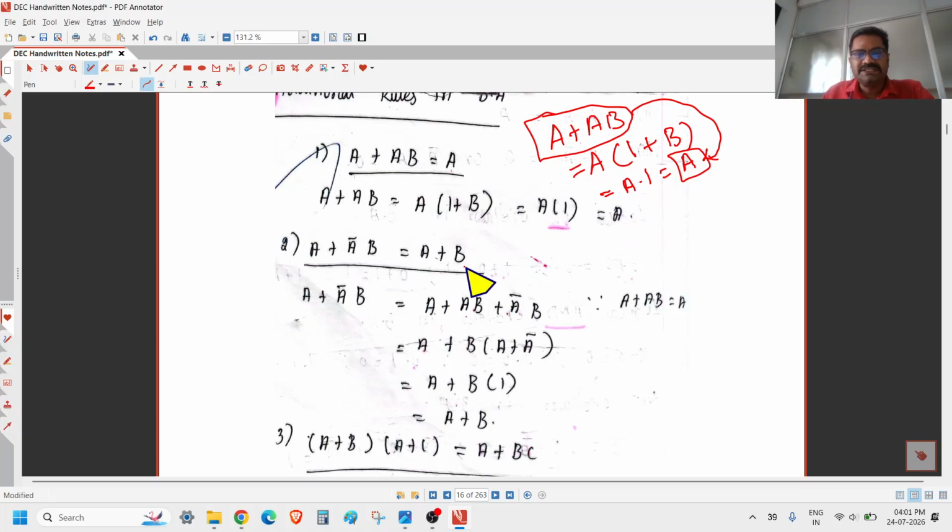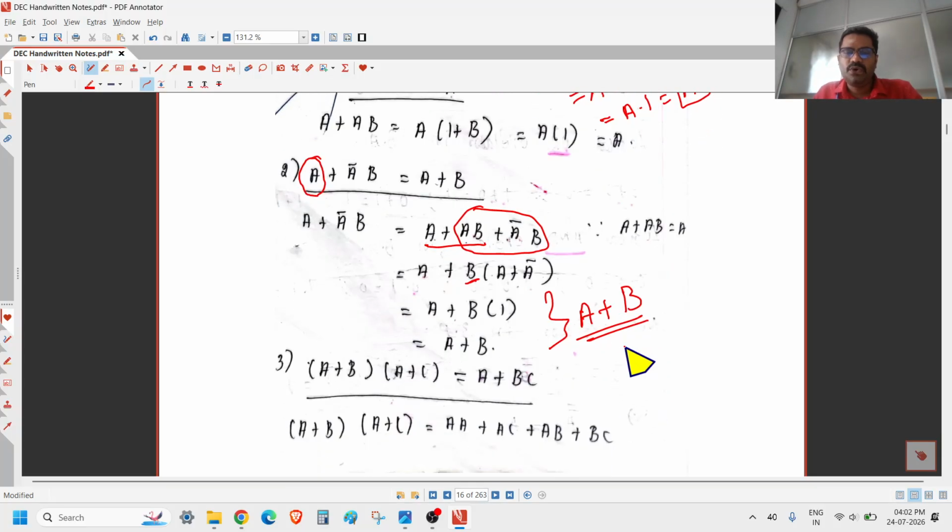So now we will see the next problem, A plus A bar into B, right? Okay, now it is also very simple. So for this A, I'm going to put A plus AB because we know A plus AB is equal to A, right? So for this A, I'm just going to write A plus AB, plus the second term A bar B. Okay, now you can see from these two terms, I'm going to take B as a common term. So the remaining will be A plus A bar. So A plus A bar is equal to 1. So B into 1 is equal to B. So the final answer will be A plus B. So the second problem is also solved, right?